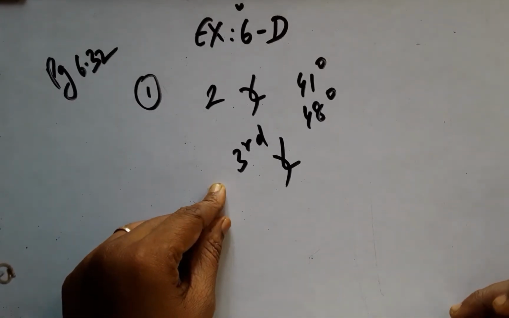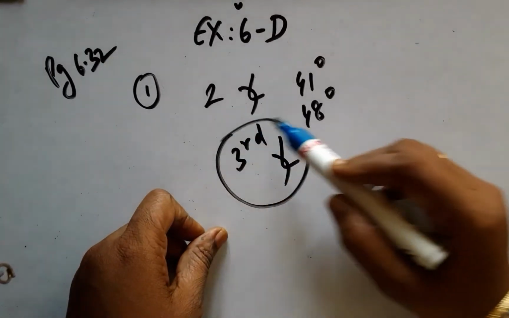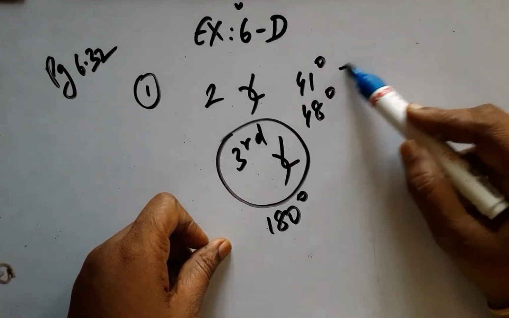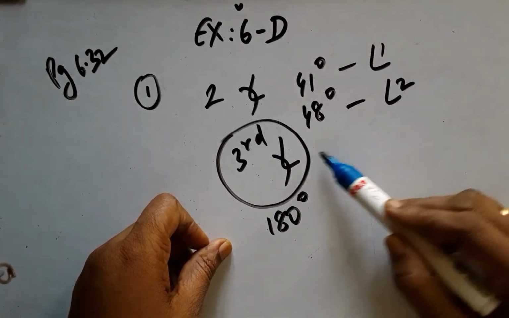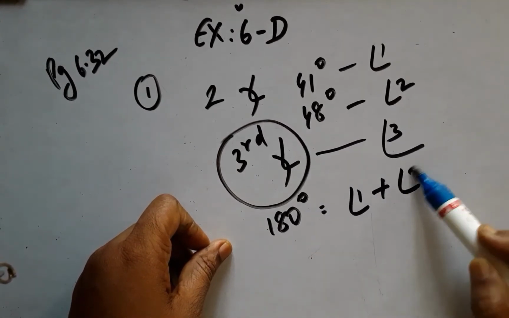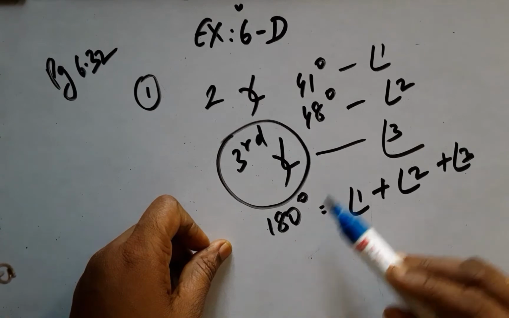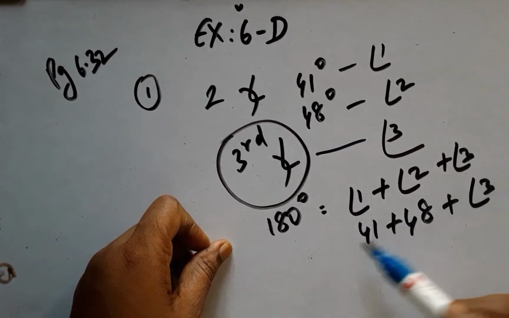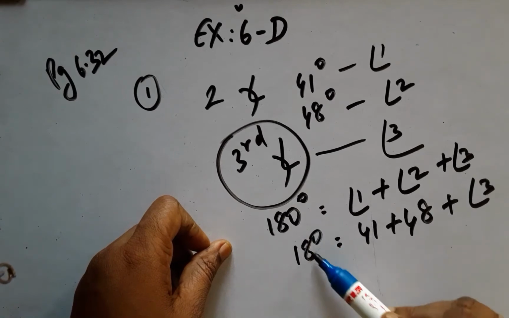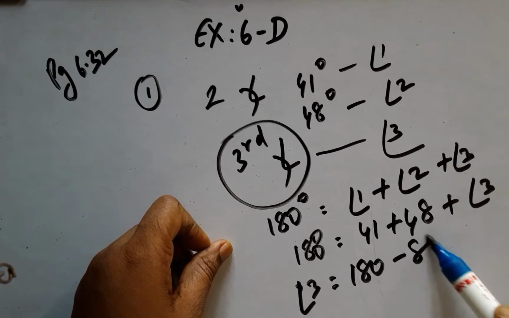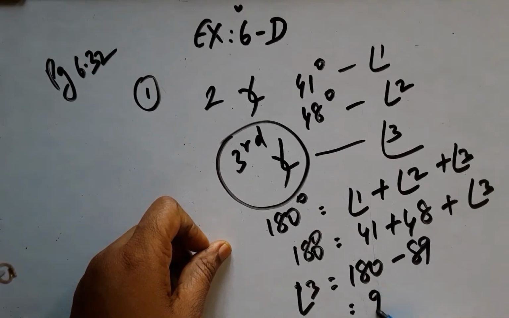This is a pretty easy question, and I don't think you need an explanation for this. Angle sum property goes on to say that angle 1 and angle 2 and angle 3 when clubbed together give 180 degrees. Now I have 41 and 48 on hand. All I need is angle 3. Therefore angle 3 equals 180 minus 89, which is 91 degrees.